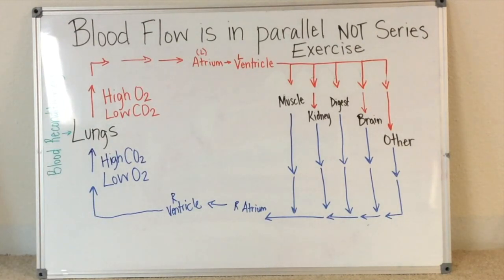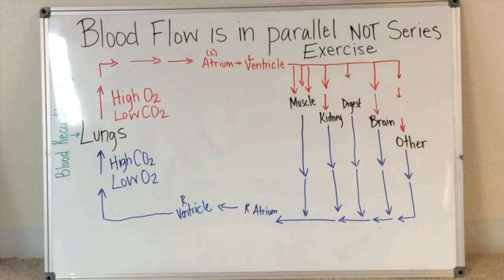However, through a parallel series, we can increase the amount of blood flow that's given to the muscle and decrease that flow to other tissues. As you can see, during exercise, we get a condition like this, where the muscles receive more blood flow, the digestive system receives less. This allows for the muscles to receive more blood flow, while inactive tissues receive less.